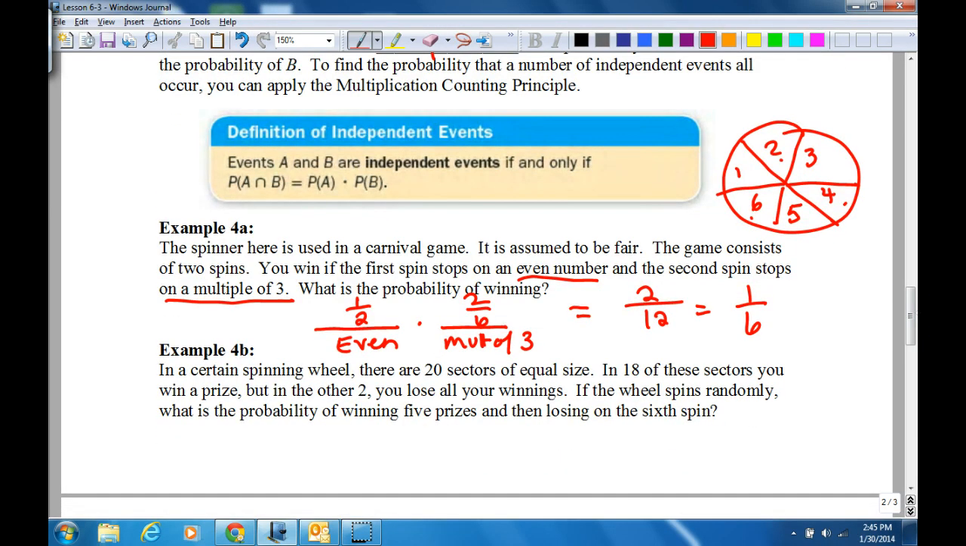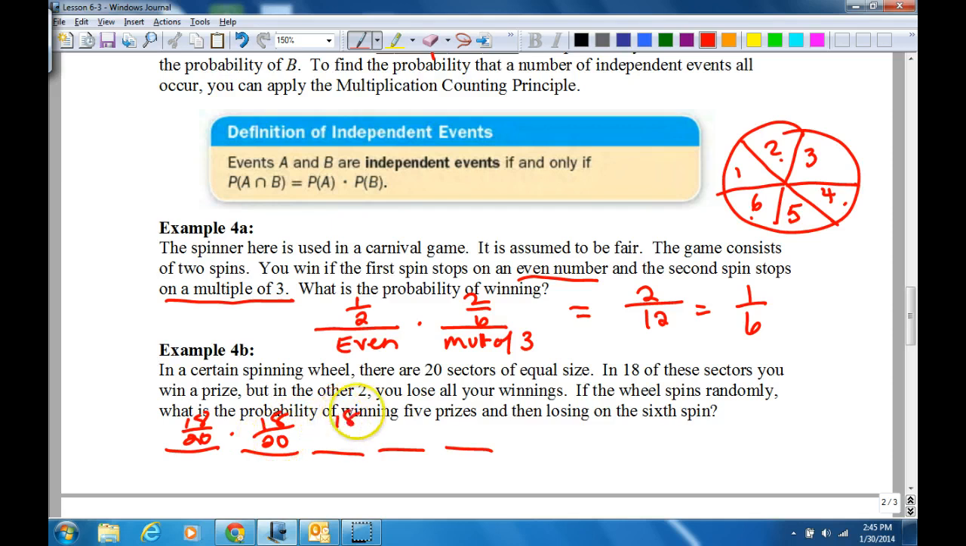Okay? 4b says, in a certain spinning wheel, there are 20 sectors of equal size. In 18 of these sectors, you win a prize. But in the other 2, you lose all your winnings. If the wheel spins randomly, what is the probability of winning 5 prizes then losing on the 6th spin? So, we have 5 slots of winning. Okay? 18 out of 20. I'm going to multiply that 5 times, right?